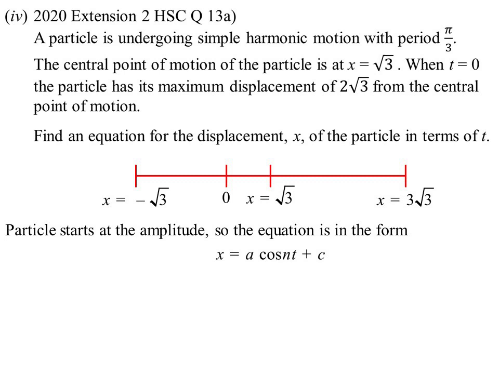The particle starts at the amplitude, because they said when t equals 0, it has maximum displacement. So that's out of the amplitude. So I know it's going to be a cosine function. So the standard cosine function, but there is a shift happening because we're not at the center. So plus a constant, there's our center. Okay, let's work out these things.